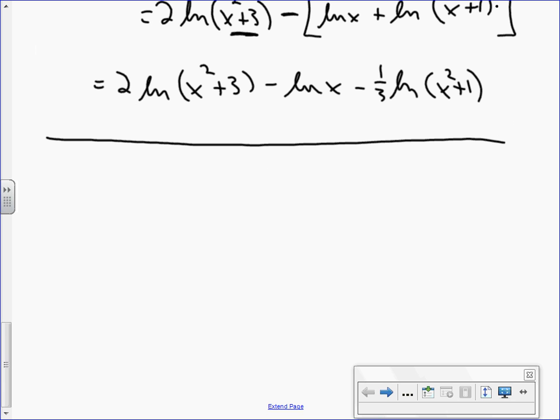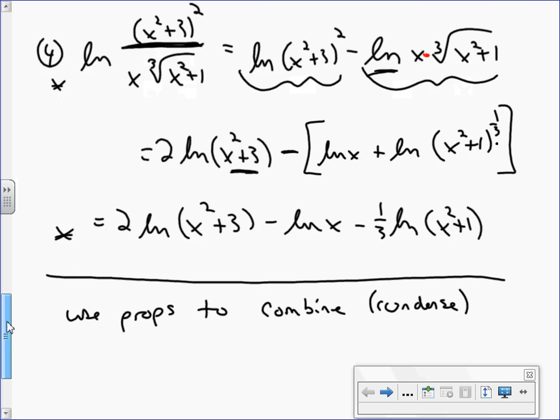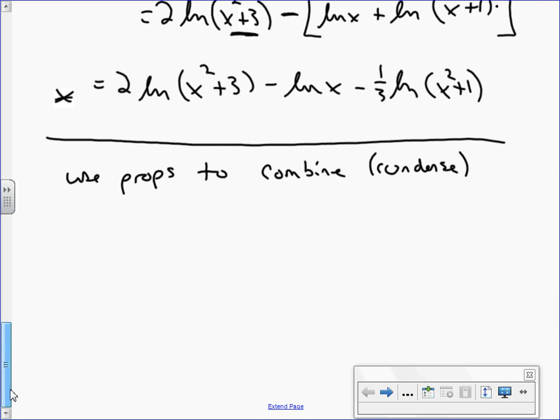And then the second thing is to go in the other direction, and that is to use the properties to combine, or sometimes people say condense. Kind of going backwards. So if you start with something that looks like this, you can get it back into something that looks like this. That's the idea. It's just going backwards, getting really comfortable with these properties. Okay? So all right, might as well go ahead and write a fairly complicated one here.